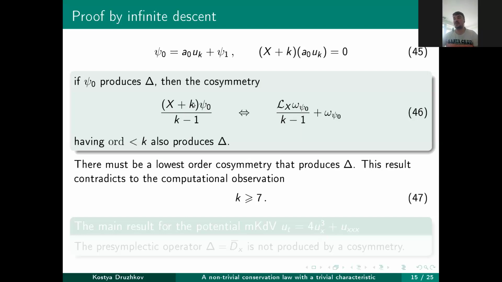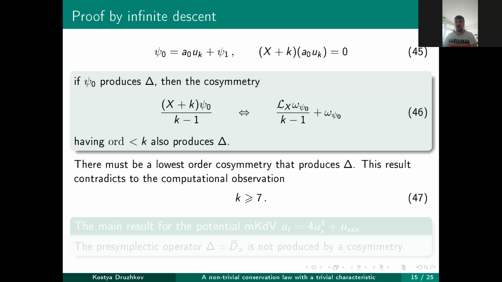But the order of this cosymmetry is strictly less than k, right? Because x plus k of the highest order term is 0. So its order is strictly less than k. And we get the contradiction, right? So if we have a cosymmetry that produces delta psi 0, then we get a different cosymmetry that produces delta, and its order is strictly less than the order of psi 0.